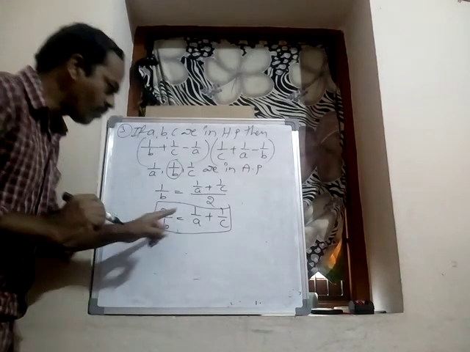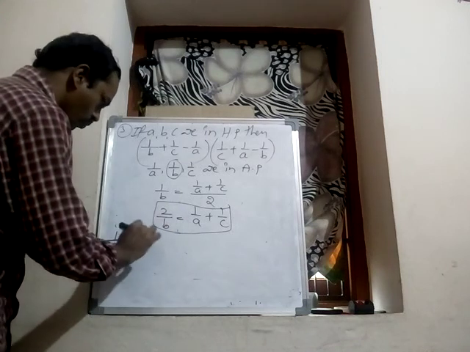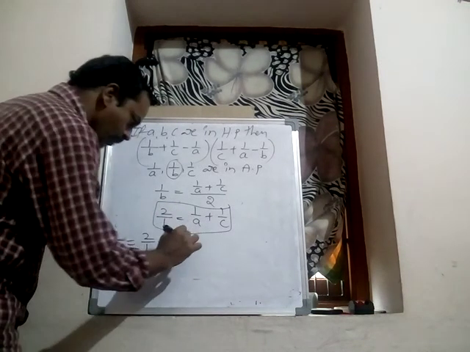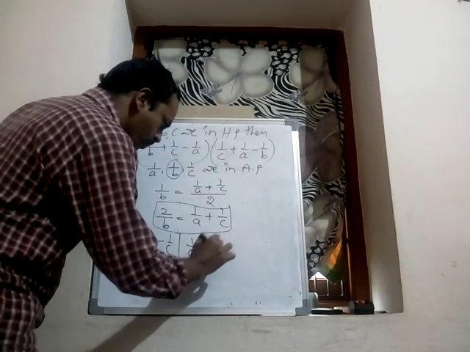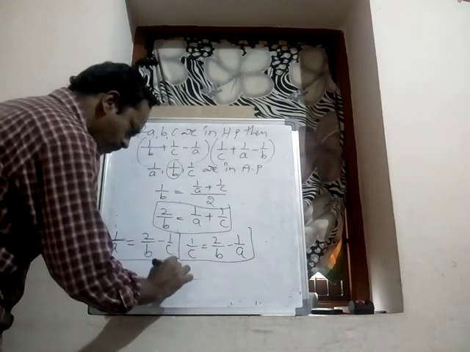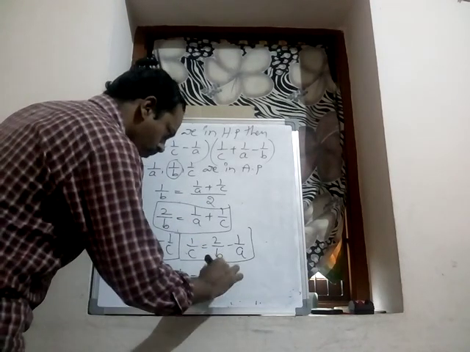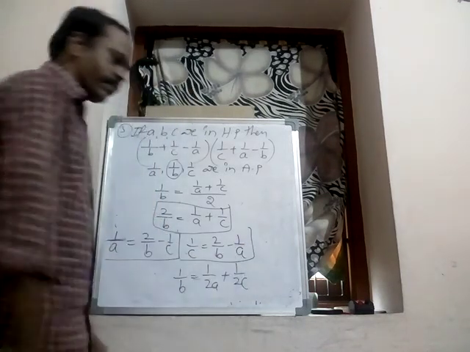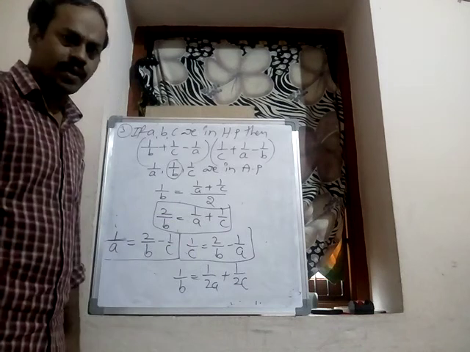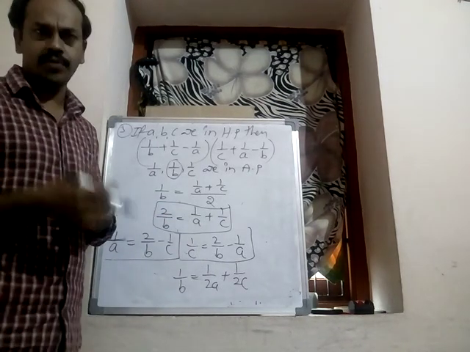From this one you have to find 1/a. 1/a is equal to 2/b - 1/c. Similarly, 1/c is equal to 2/b - 1/a. And 1/b is equal to 1/2a + 1/2c. Okay, we get 1/a, 1/b and 1/c from this one.